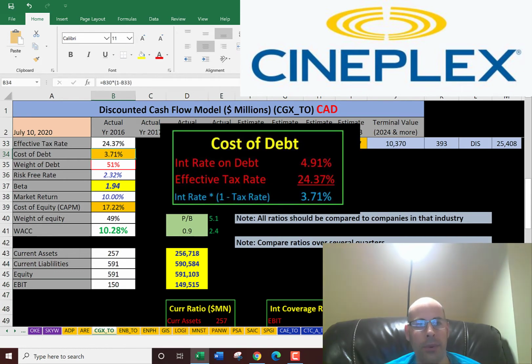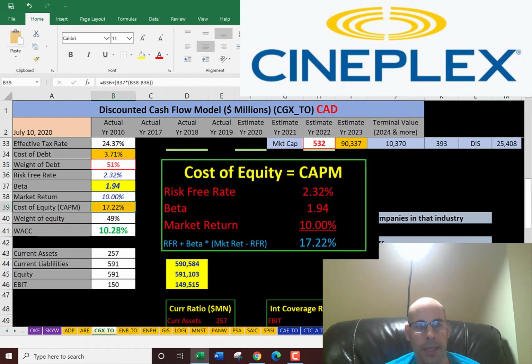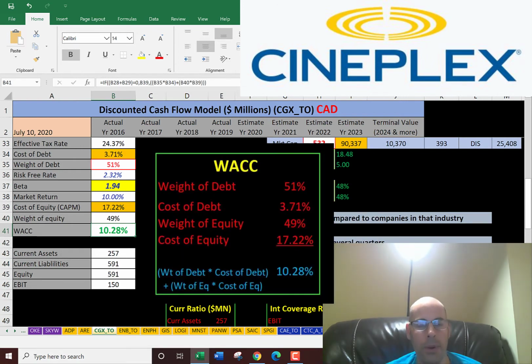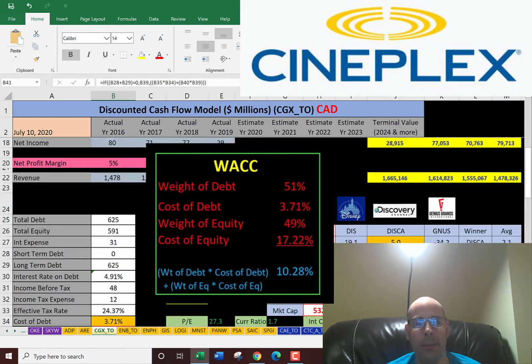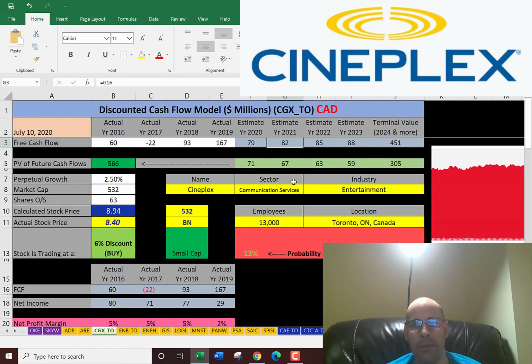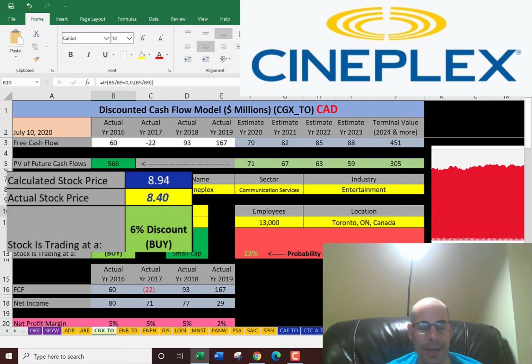And we'll look at a capital structure. The cost of debt is 3.7%, and they have 51% of debt in that capital structure. And the cost of equity is 17%, and they have 49% of equity in that capital structure. So the weighted average cost of capital is 10.3%, and that's the discount rate we're going to apply to the future cash flows. So we estimated 4 years of future free cash flows. We did a terminal value, which is all years past year 4. We discounted those numbers back to today using the weighted average cost of capital. We get a value of the company of $570 million. Divide that by 63 million shares, and we get an intrinsic stock price of $9. They're trading at $8.40. They're trading at a 6% discount, so it's a buy according to the model.